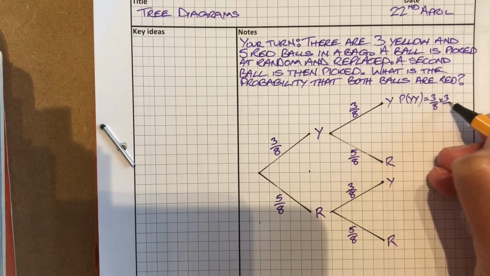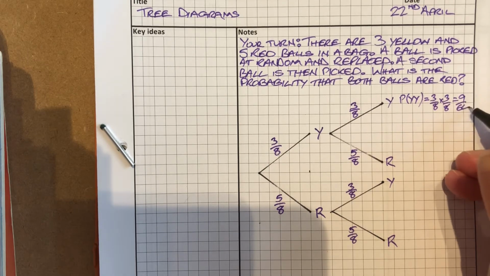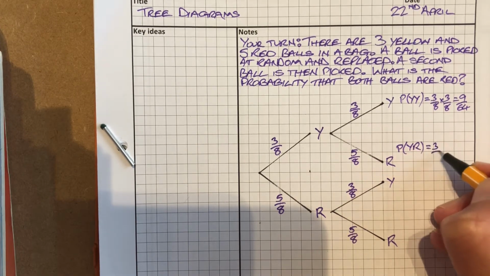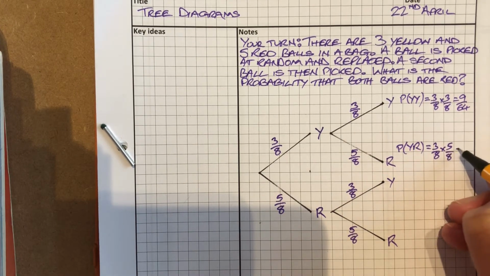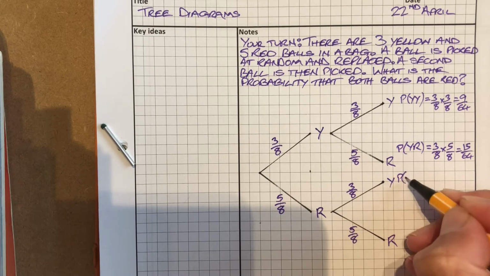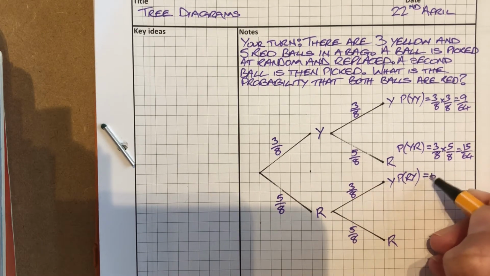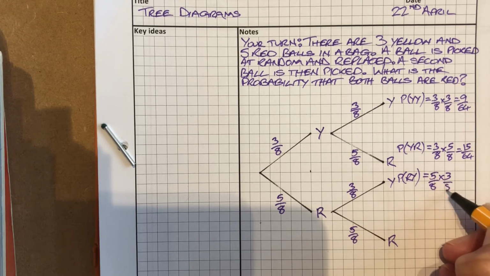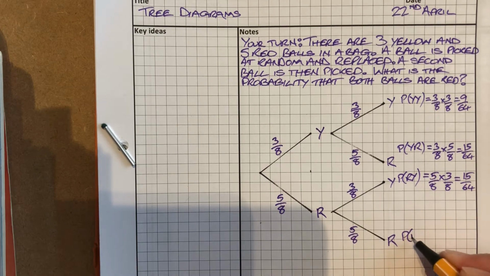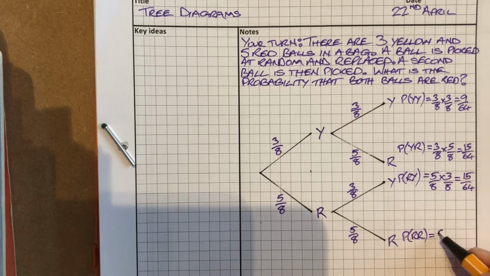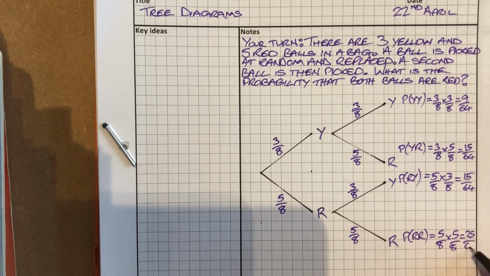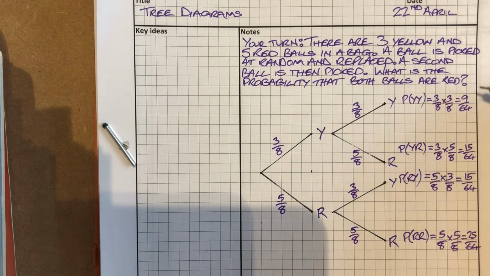Okay. Probability of 2 yellows, 3/8 times 3/8 is 9/64. Probability of a yellow followed by a red is 3/8 times 5/8 is 15/64. The probability of a red followed by a yellow is 5/8 times 3/8, which again is 15/64. And the thing we're asked for, the probability of 2 reds, is 5/8 times 5/8 is 25/64.